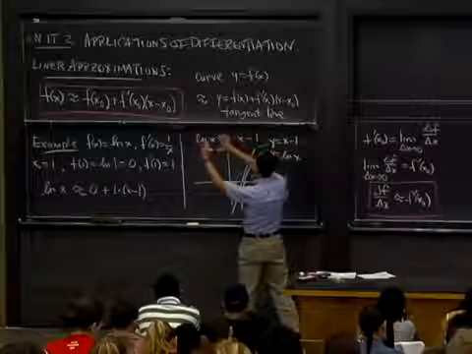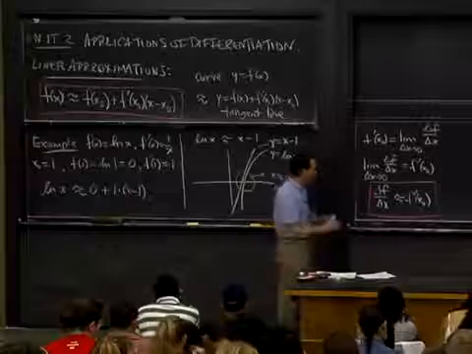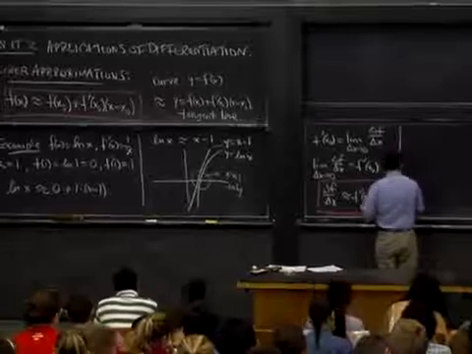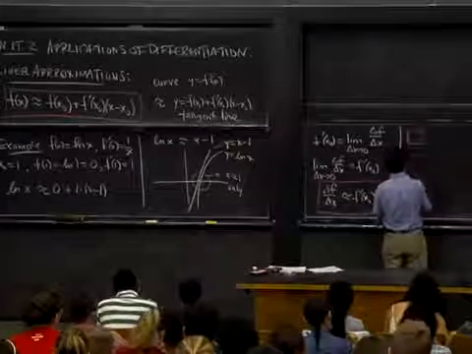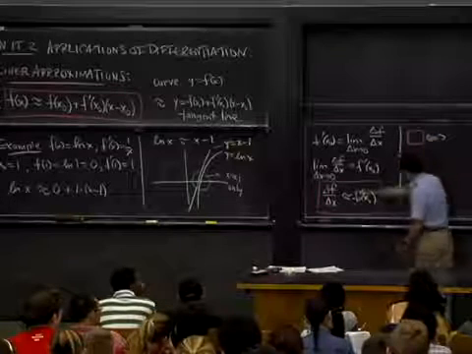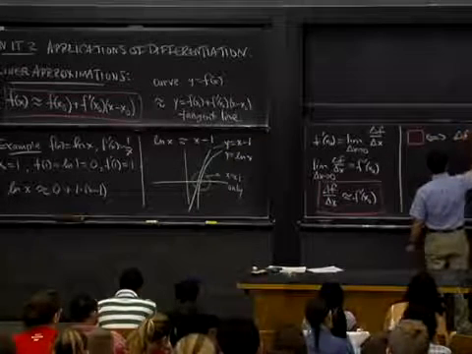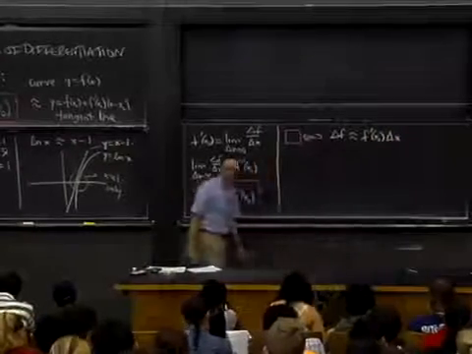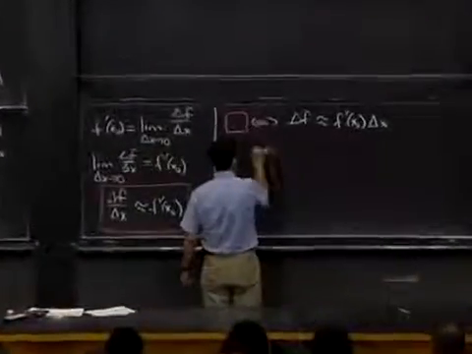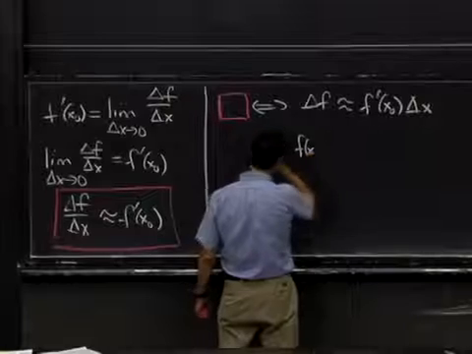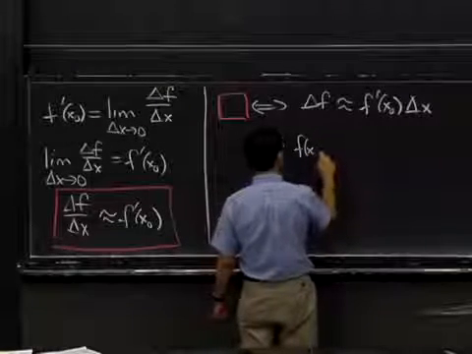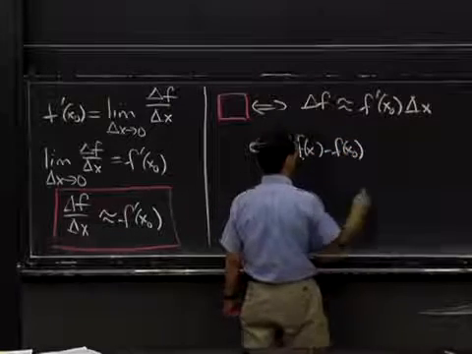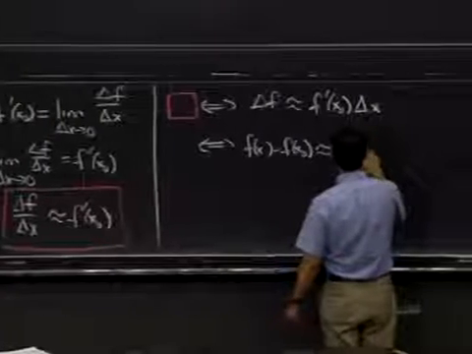Now, let me just explain why those two formulas in the boxes are the same. All right? So let's just start over here and explain that. So the smaller box is the same thing if I multiply through by delta x, as delta f is approximately f prime of x0 delta x. All right? And now if I just write out what this is, it's f of x minus f of x0. I'm going to write it this way, which is approximately f prime of x0.